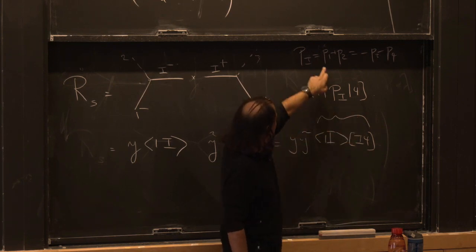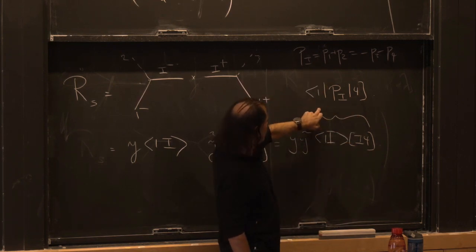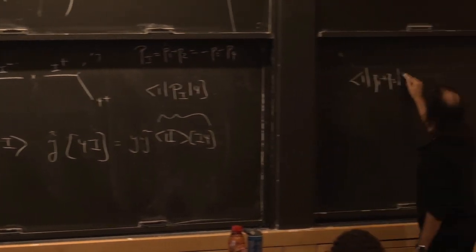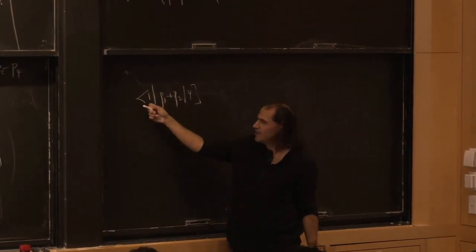So let's see it. For example, I could use this formula and shove it in there. What do I get if I look at 1, p1 plus p2, 4? What is p1 times 1?